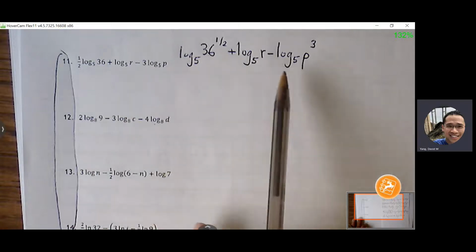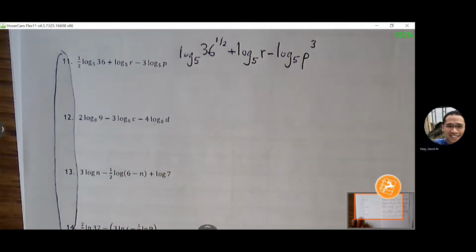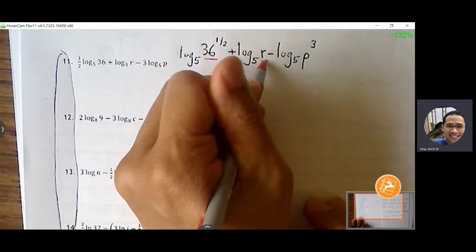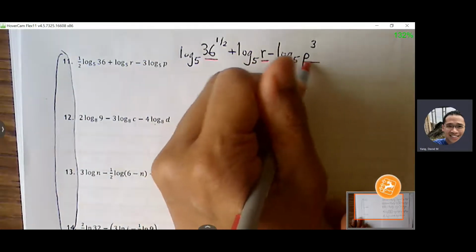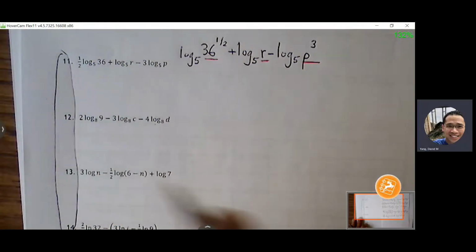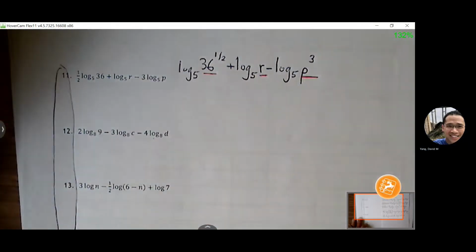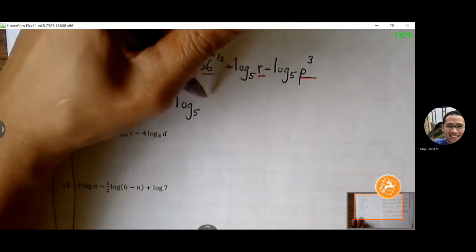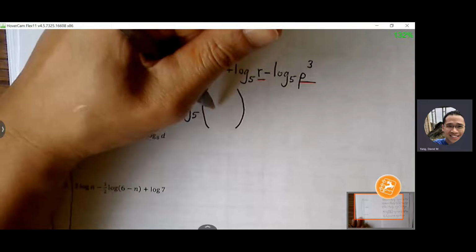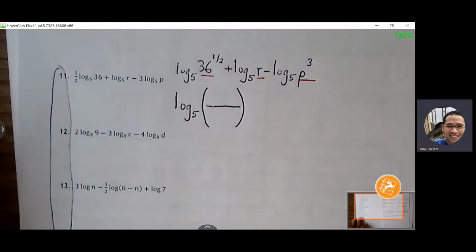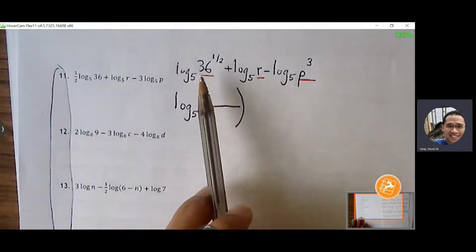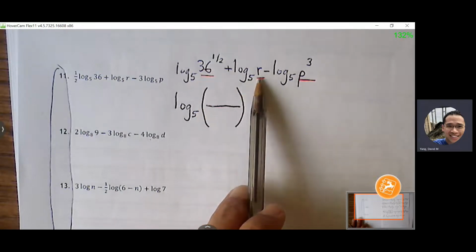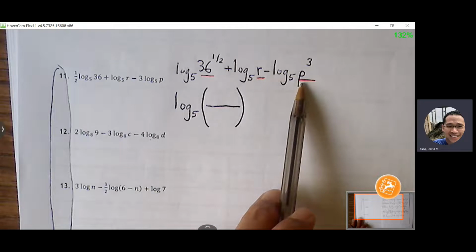Now that I brought all the exponents up front, above, I can focus my attention on deciding where I can put these terms under one log expression. So I know it's going to be log base 5. I have to decide where the terms go within my numerator and denominator. Where does the 36 to the 1/2 go? Up. Where does the r go? Up top. Where does the p cubed go? Below.